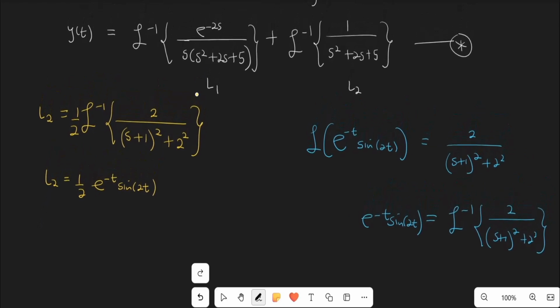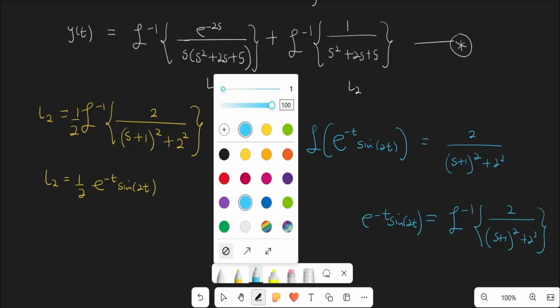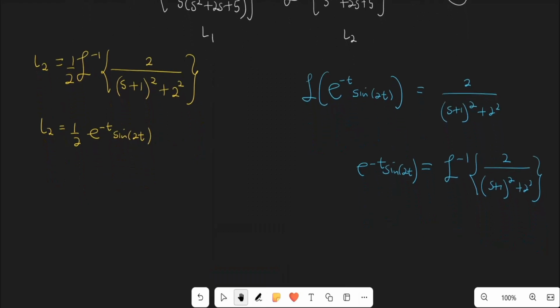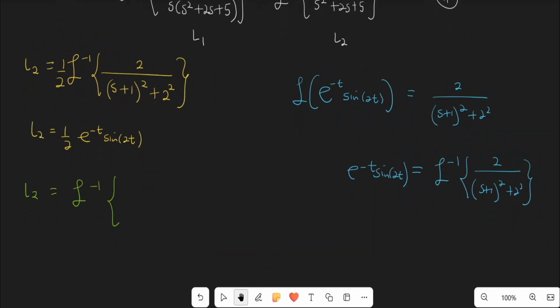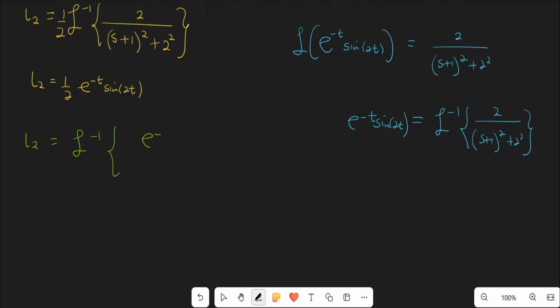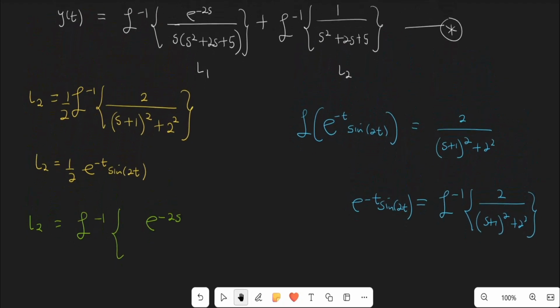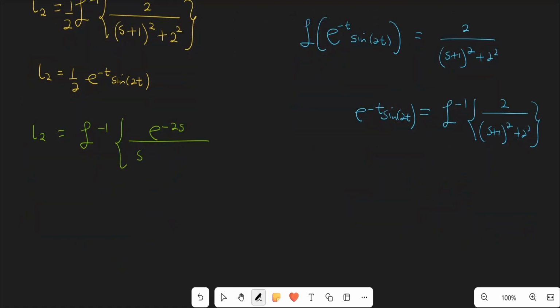Now let's go to L1. For L1, we will have to use partial fractions to solve that. So let me do this in a different color. Let me use green. L1 is the Laplace inverse of e to the negative 2s all over s into s squared plus 2s plus 5, like this.